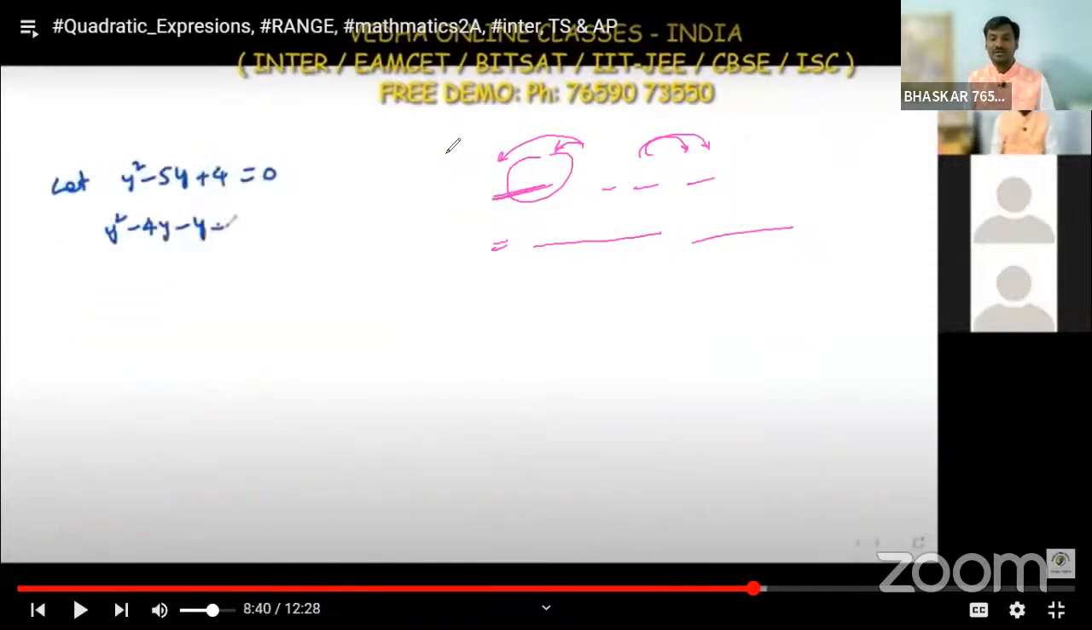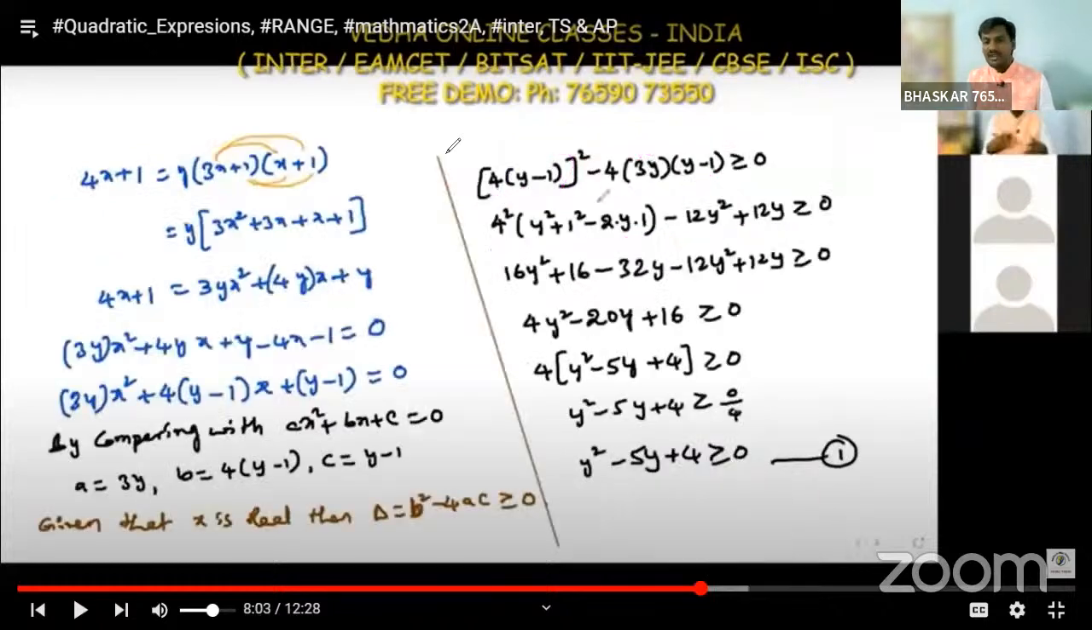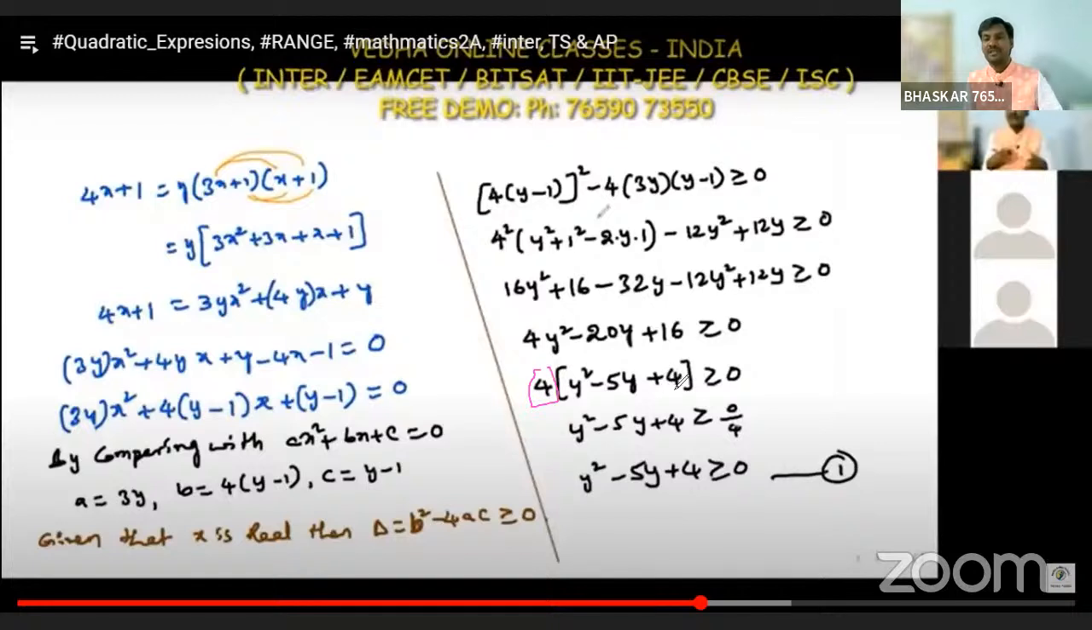What we have to do after this step is form a quadratic equation or inequation. Based on possibility we take common. Here it is possible to take 4 common, so we took 4 outside. Now 4 into (y square minus 5y plus 4) greater than or equal to 0. If we take common, then the coefficients become smaller, and if the coefficients become smaller, then finding factors becomes easier.